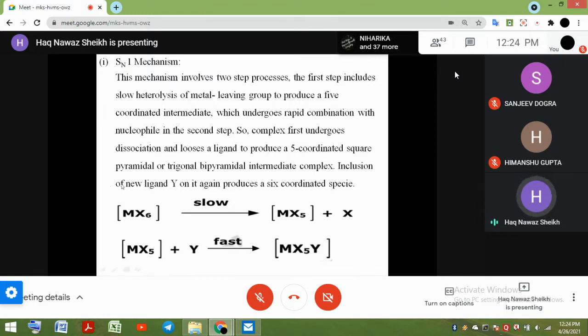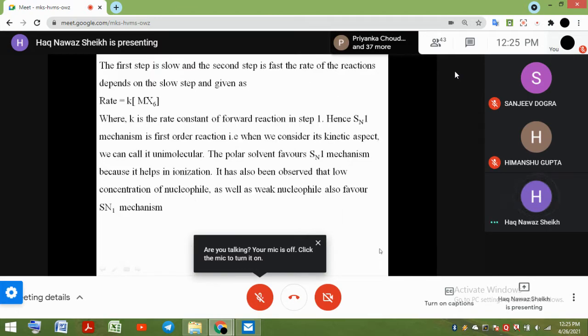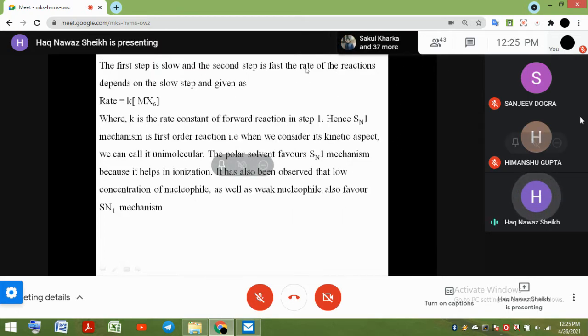Out of these two geometries, square pyramidal has somewhat lower energy than trigonal bipyramidal. There is minimum change when a compound goes from octahedron to the square pyramidal. Inclusion of a new ligand on it produces a 6-coordinate complex. So that's the two-step process represented here. The first step is slow and the second step is fast. Therefore, the rate of the reaction depends on the slow step.